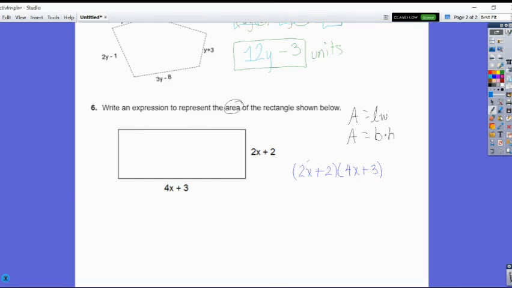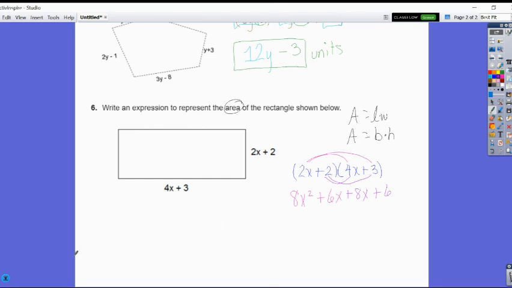double distribute. So 2x times 4x makes 8x squared. And then 2x times the positive 3 for a positive 6x. Move on to that next term. 2 times 4x is going to be a positive 8x. And 2 times 3 gives me positive 6.